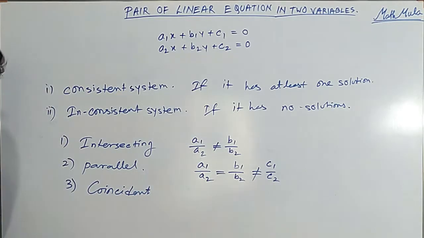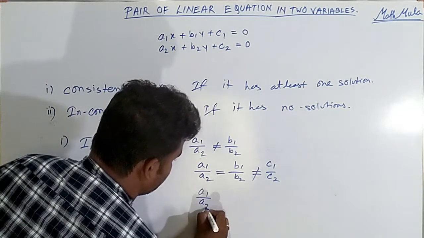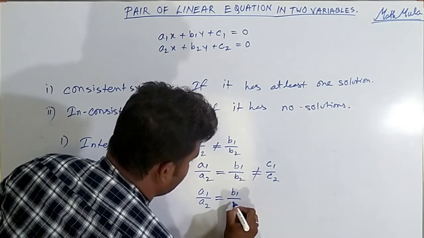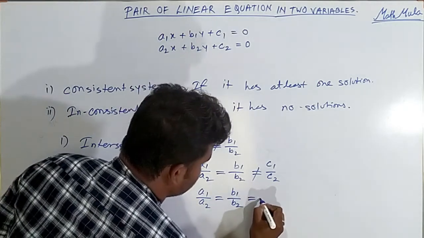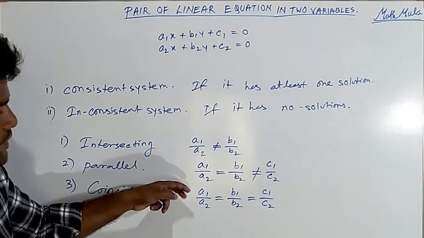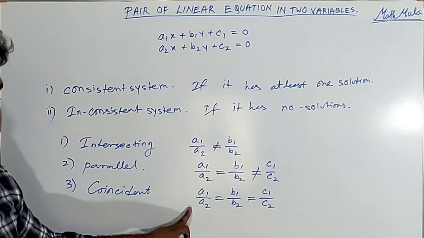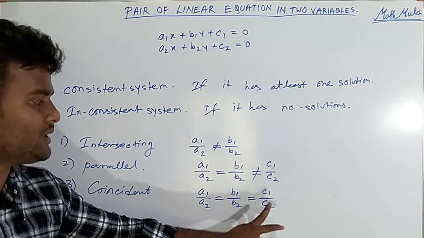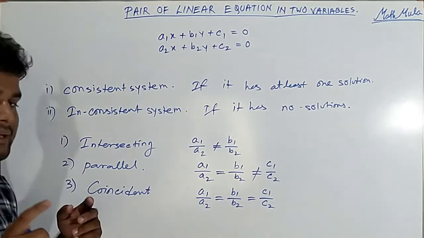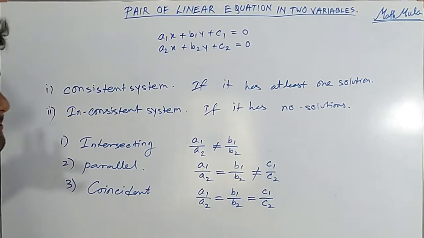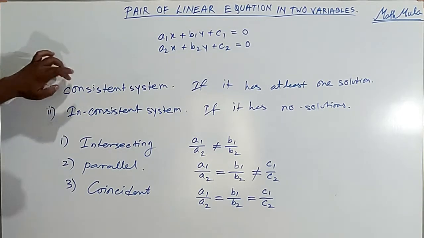Now coincident lines. When the lines are coincident, the ratio of the coefficients of x is equal to the ratio of the coefficients of y, which is equal to the ratio of the constant terms. That means when the ratio of the coefficients of x is equal to the ratio of the coefficients of y is equal to the ratio of the constant terms, then the lines are coincident to each other or overlap each other. Okay. Now consistent system.